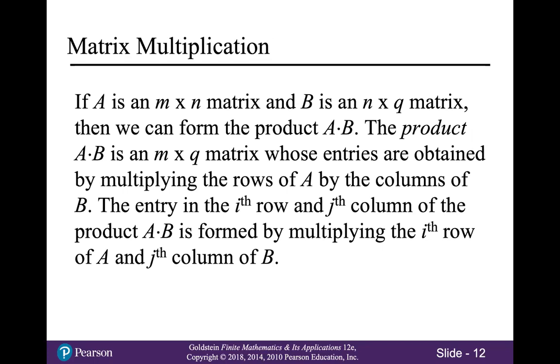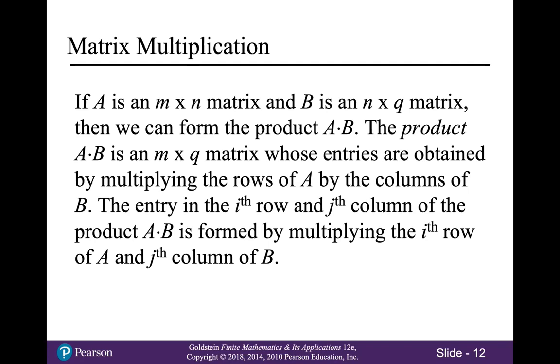All right, so we define matrix multiplication in terms of the product of a row matrix and a column matrix. If A is an M by N matrix and B is an N by Q matrix, so notice that the number of columns in A has to match the number of rows in B. That's the number N. Then we can form the product A times B. The product is an M by Q matrix whose entries are obtained by multiplying the rows of A by the columns of B, the way that we just described.